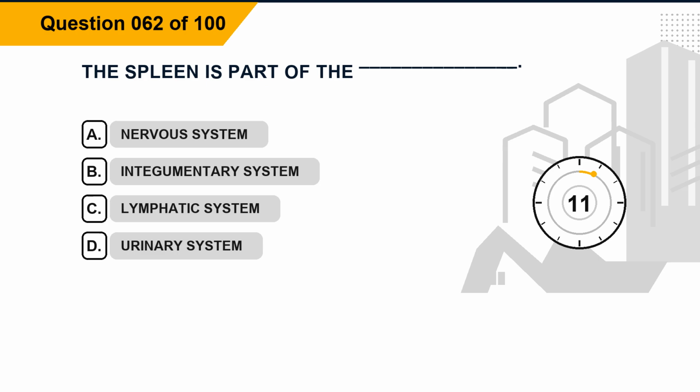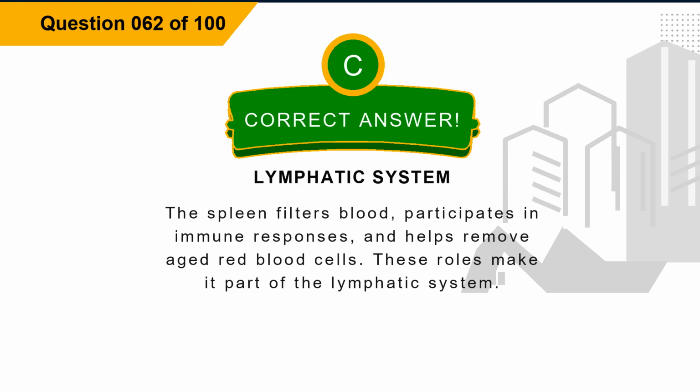Question 62. The spleen is part of the blank. Option A, nervous system. Option B, integumentary system. Option C, lymphatic system. Option D, urinary system. The correct answer is option C, lymphatic system. Explanation. The spleen filters blood, participates in immune responses, and helps remove aged red blood cells. These roles make it part of the lymphatic system.